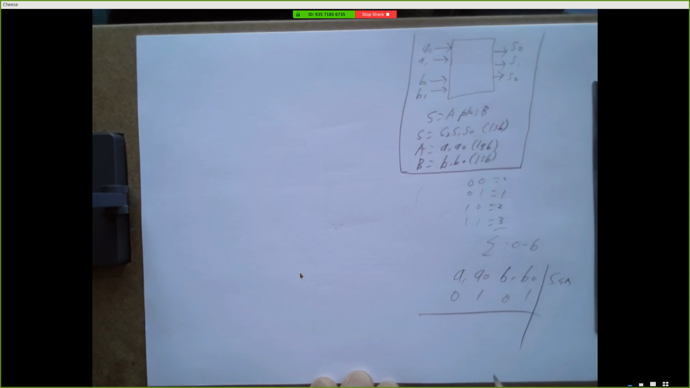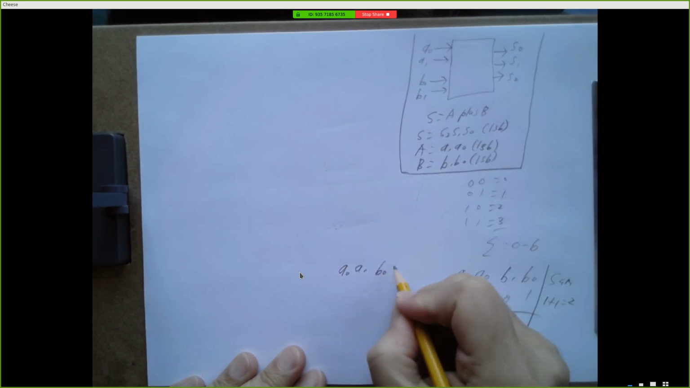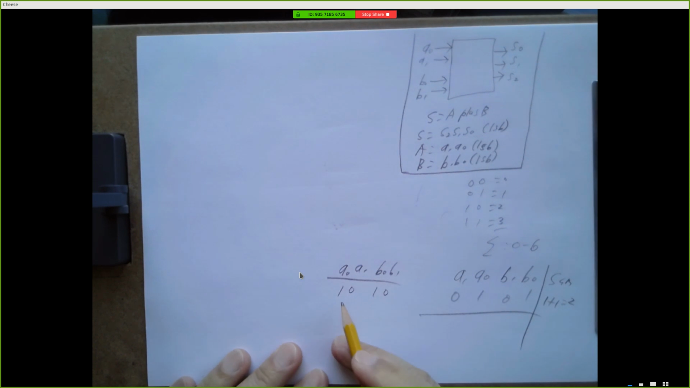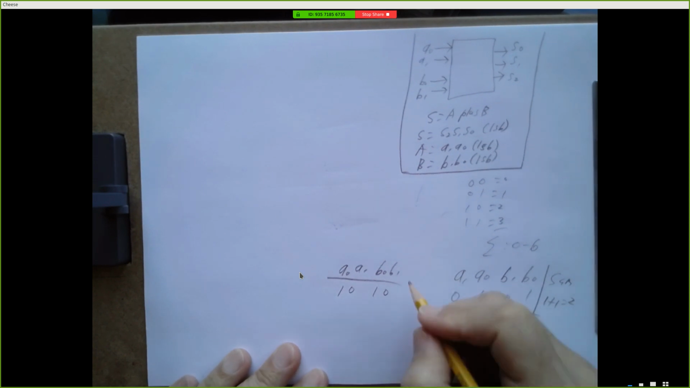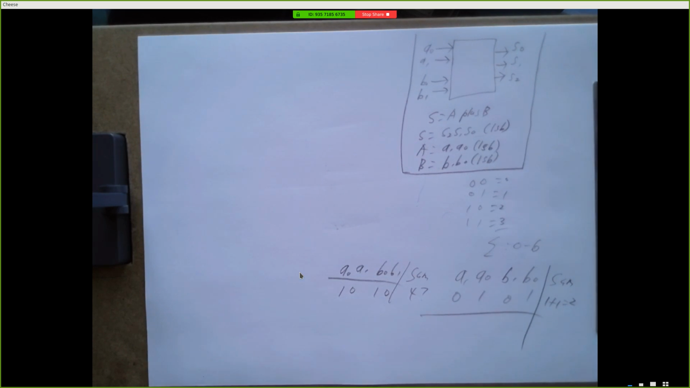Well, according to this, your sum should be 1 plus 1, which is 2. But if you don't know that A0 is the least significant bit, you might be thinking of it like this. In which case this would be 1, 0, 1, 0. It looks like your input is 2 and 2. Maybe your sum is 4. Well, that's a different answer, right?